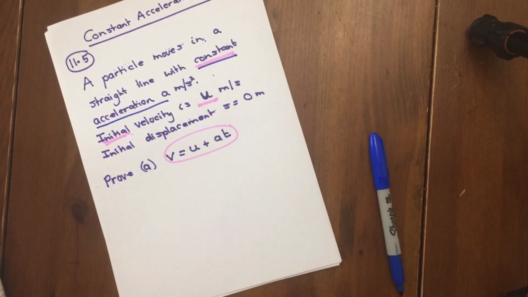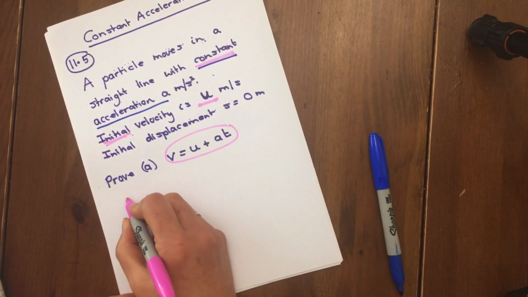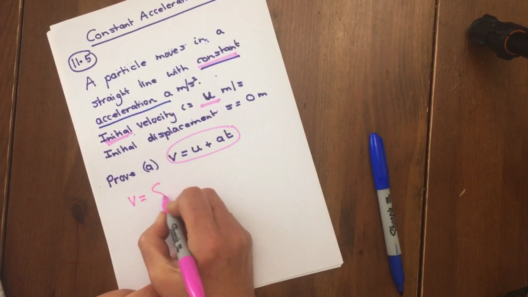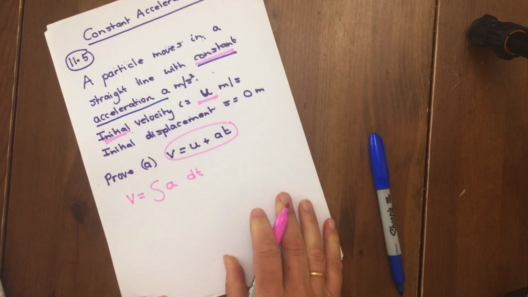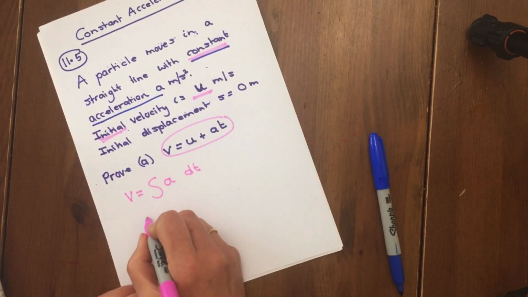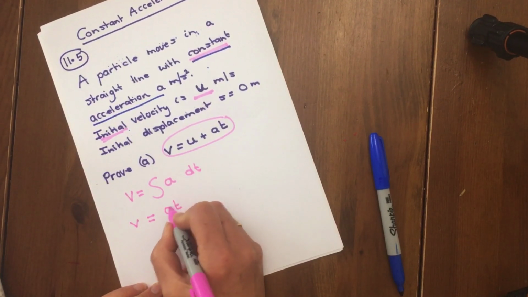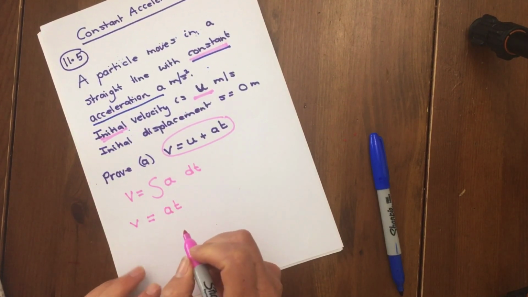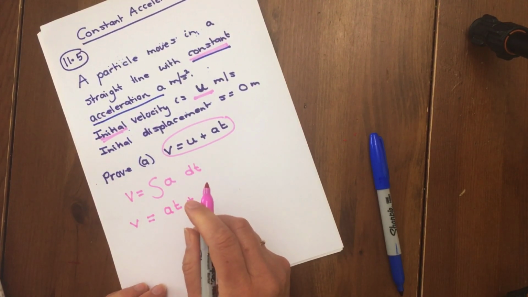We know that if we integrate acceleration, we get velocity. So we know this. If we integrate acceleration with respect to time, we get velocity. So let's integrate this. V equals at, remember a is constant, plus my constant of integration c.